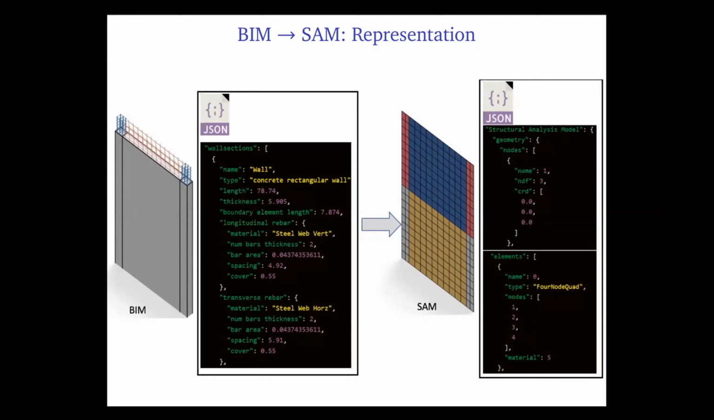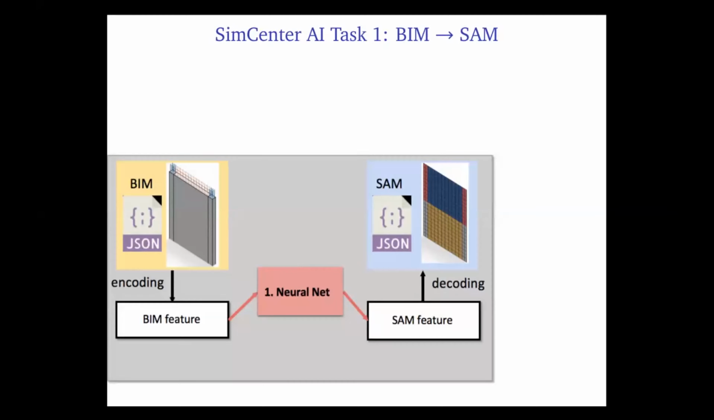In reality, these are represented by JSON files with structural language. We are not going from JSON to JSON directly, right? Those letters and characters don't mean a thing. We have to extract features from that. So what we do is, from the JSON file, we extract some BIM features.